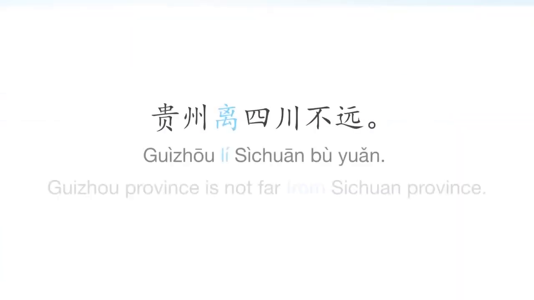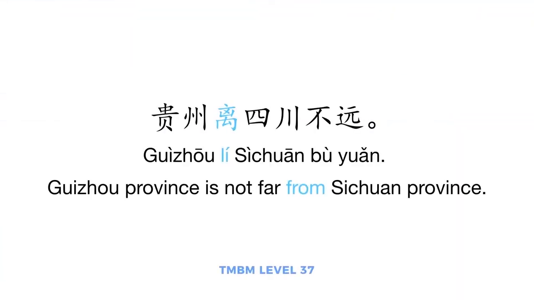Naturally, 不远 and 很近 are pretty much the same. You can always negate one to mean the other. So 不近 would mean 远, and 不远 would mean 近. Simple antonyms there. Let's look at one final sentence. 贵州离四川不远. Guizhou province is not far from Sichuan province. So as you can see, location 1 is Guizhou and location 2 is Sichuan. Put 离 in between them, and then you just say the relative distance.